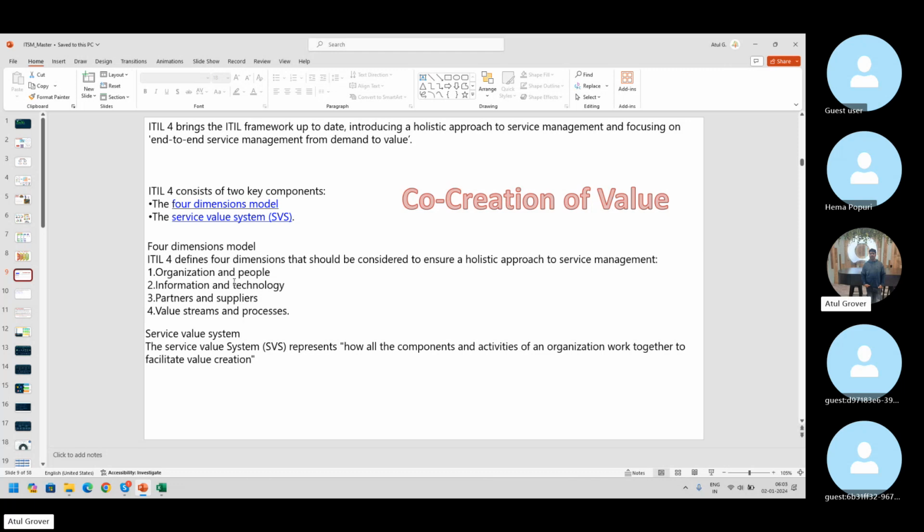Don't just think about your goal. Think about the company goal as well. Don't think that I have to do everything only on paper. If you have technology, use it. Don't just make suppliers, make partners now. And bring the processes into place. This is the first component.